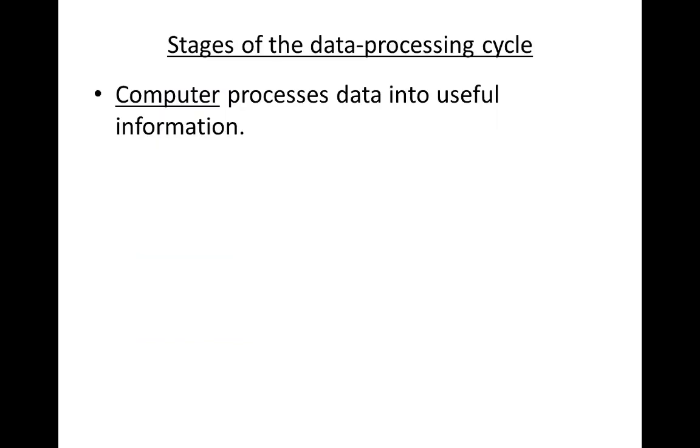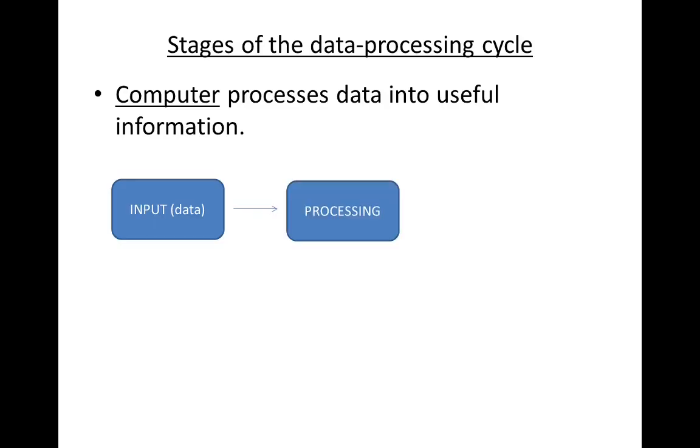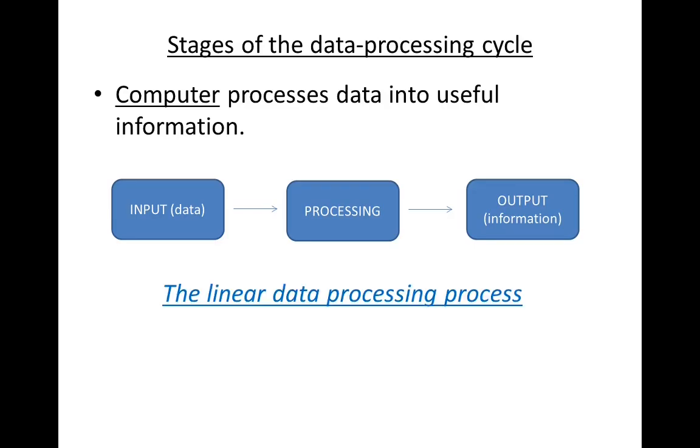Now open page number 3 of your book. On this page you can see our first topic is stages of data processing cycle. Students, all of you know that computer processes data into useful information. We input raw data, computer performs processes on this data, and we get an output. This output is in the form of useful information. This is known as linear data processing process.